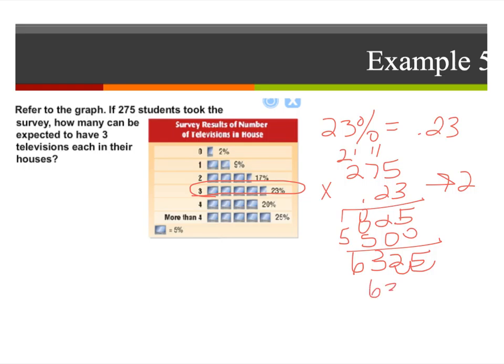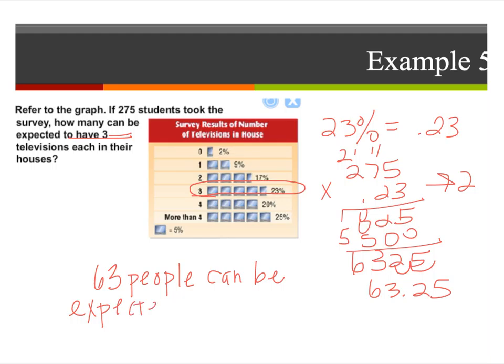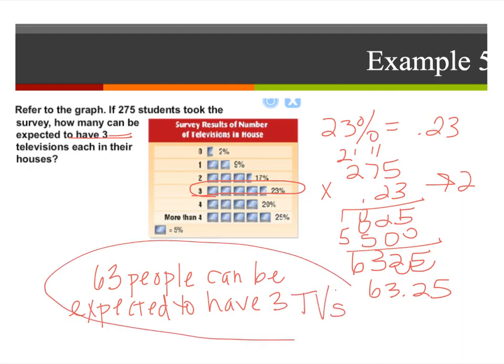So I get 63.25. But my question here says, how many can be expected to have 3 televisions, right? Well, 63.25 is not a whole person, so I have to round that, and it's going to be 63 people, or students, can be expected to have 3 TVs. And there's your final answer.